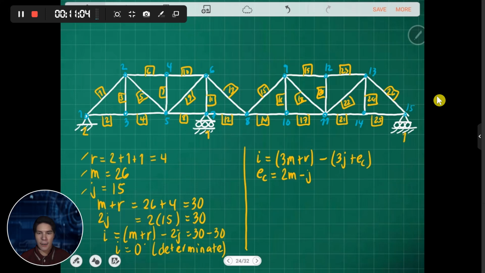Okay, so if we try to compute that, the number of conditional equations, we have 3 times 26 minus the number of joints, so we have 15. So we have 2 times 26 minus 15, so we have 37. Therefore, our 3m plus r is 3 times 26 plus the number of reactions. So we have 3 times 26 plus 4, so we have 82.